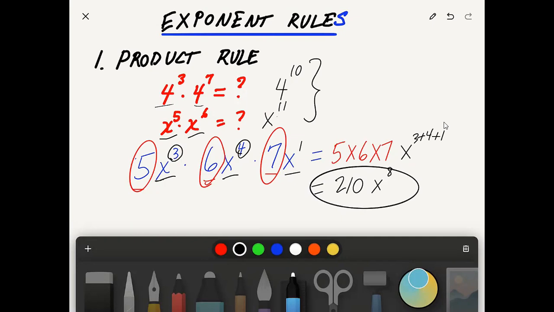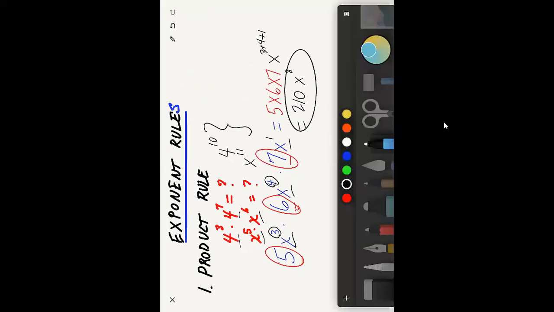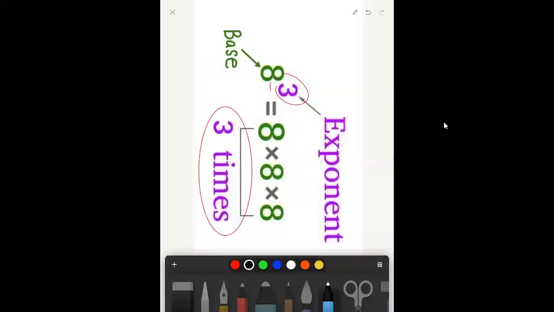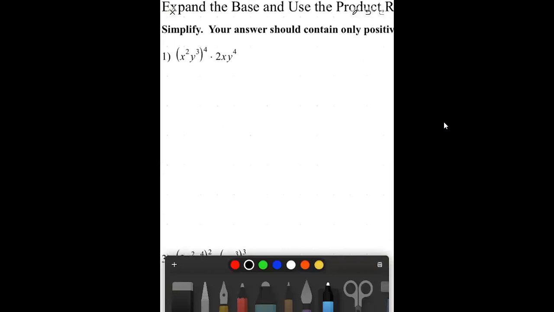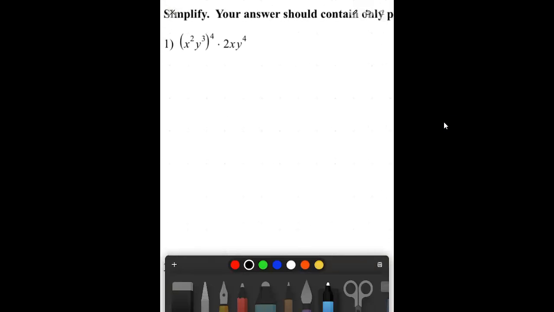So now here, let's go to the actual questions that we had for the classwork that we were doing. All right, and I'm going to start with this one. Now, in this one, we've got something that may be a little bit unfamiliar. We've got parentheses with an exponent of 4.